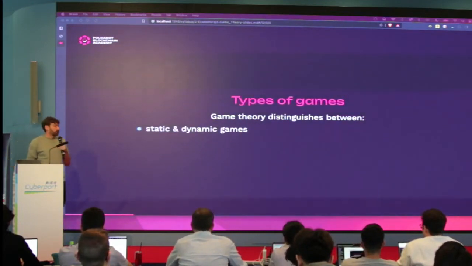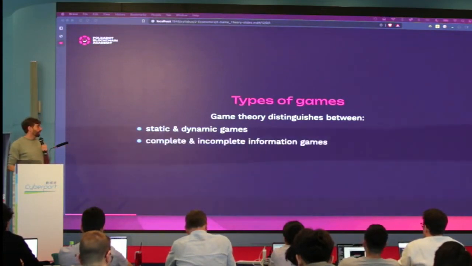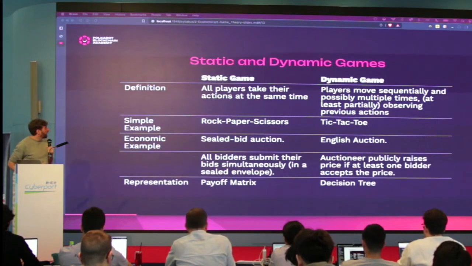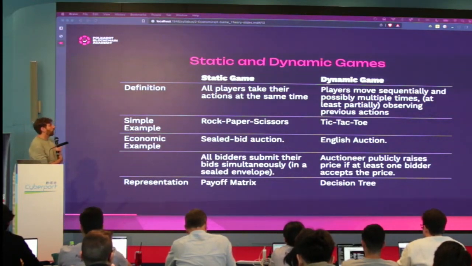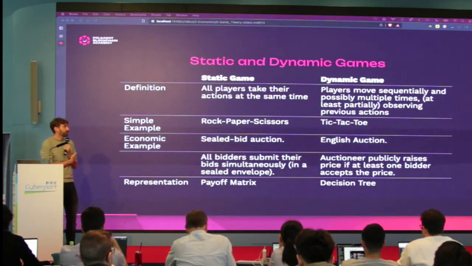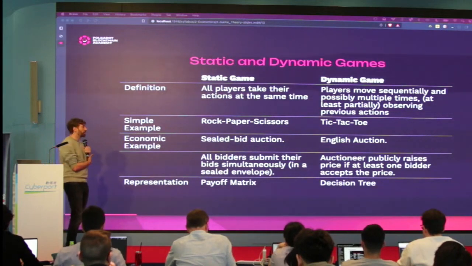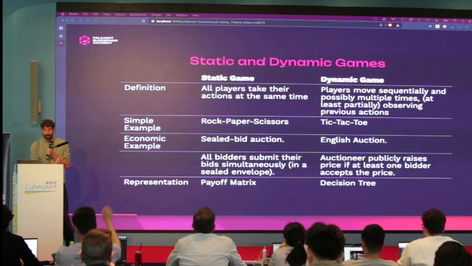Then game theory distinguishes between static and dynamic games, and between complete and incomplete games. For example, in static games, all players take their actions at the same time. In a dynamic game, players move sequentially and possibly multiple times, at least partially observing previous actions. Right, so both the Ultimatum game and the Cournot game were actually dynamic games.